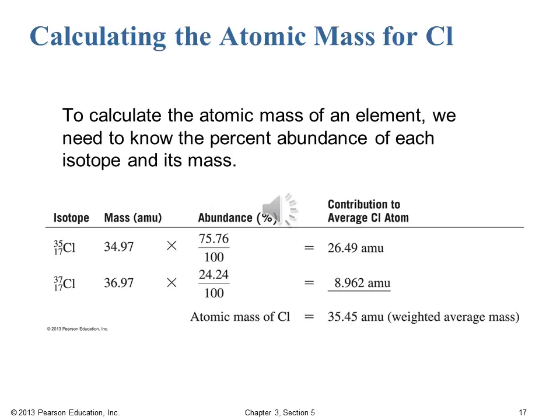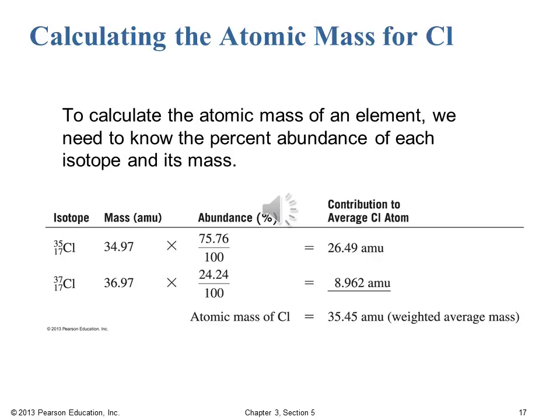If we're given the actual percent abundance for the chlorine-35 and chlorine-37 isotopes, then along with their masses, we can find the average atomic mass of chlorine by taking the mass of the chlorine-35 isotope, which is 34.97 atomic mass units, multiplying it by 0.7576, which is the 75.76% abundance divided by 100, and we get the contribution from that isotope as 26.49 atomic mass units toward the average atomic mass.